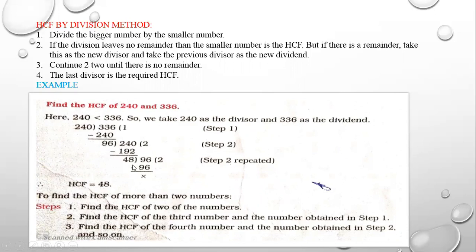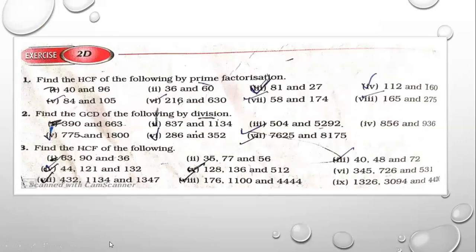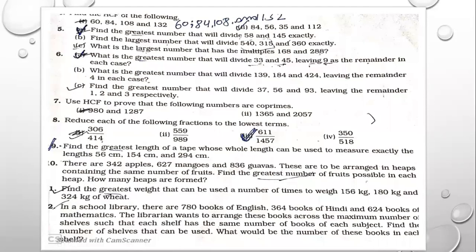Again, this remainder will be the divisor for 96. So finally you will get no remainder, that means 0 remainder. So the last divisor is your required HCF. The last divisor here is 48. So 48 is the HCF of these two numbers. So this is how you can find the HCF of more than two numbers. Hope this is clear. Next, based on this prime factorization and division method, this is the exercise 2D given. These are the exercise questions.